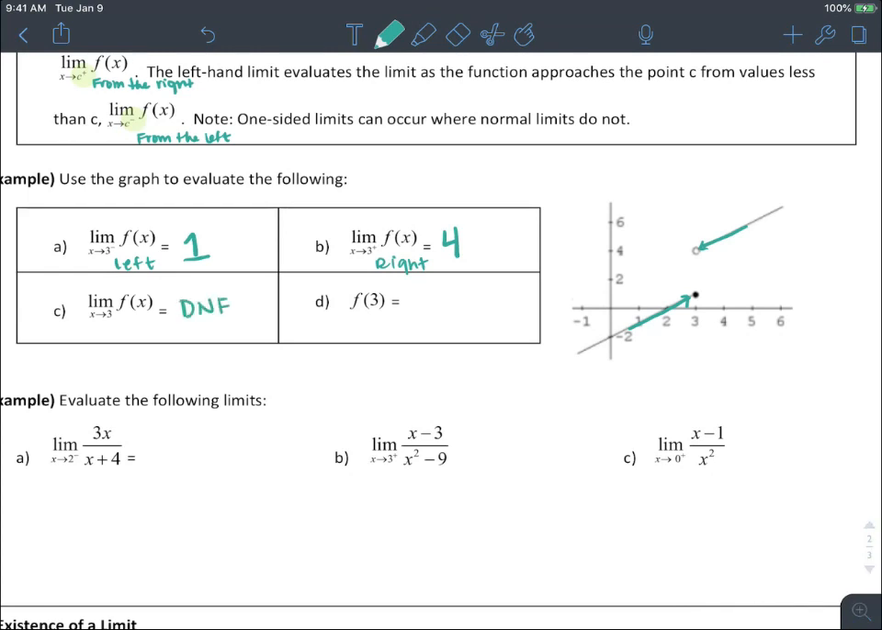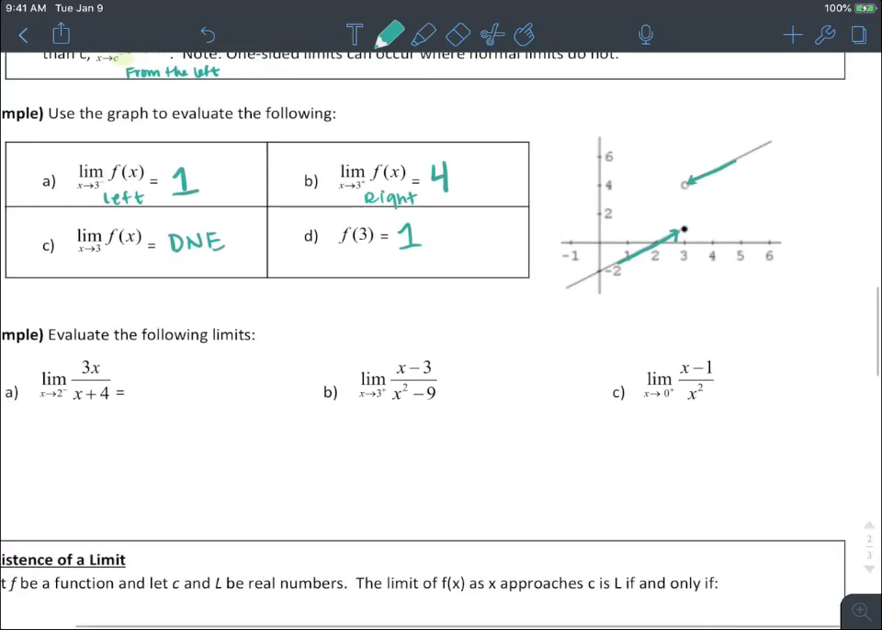Okay, lastly, what is the actual value of f of 3? That's 1. And does that match the limit value? No, so this is not continuous at x equals 3. Okay.